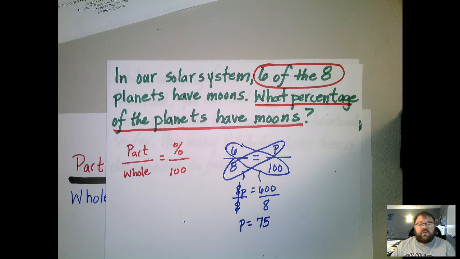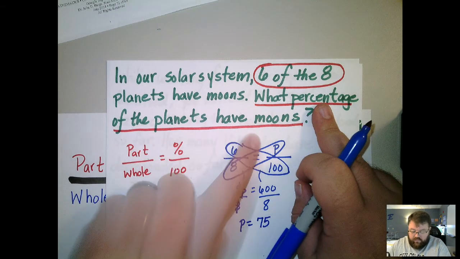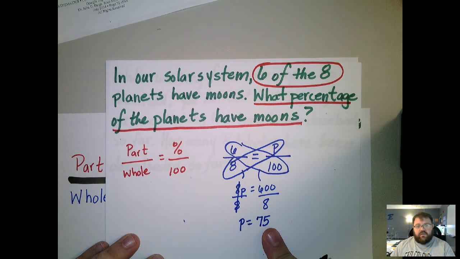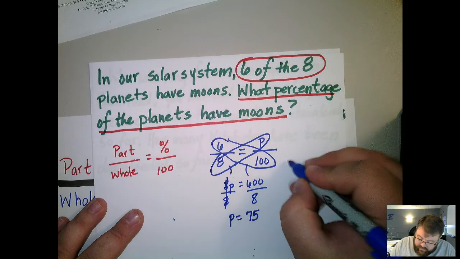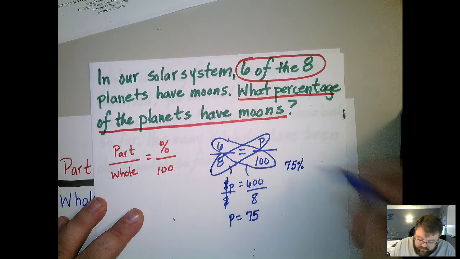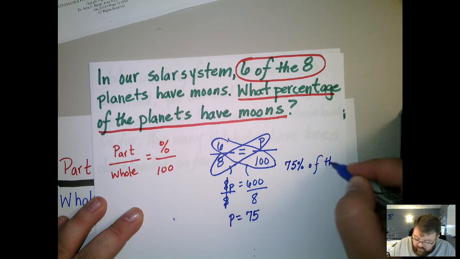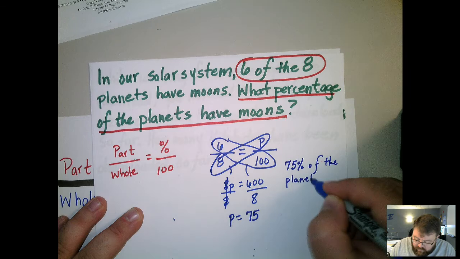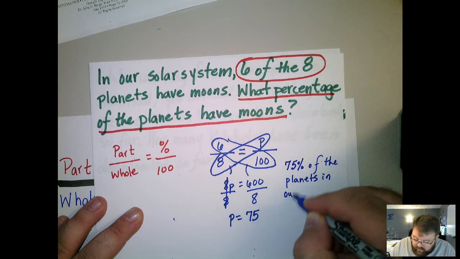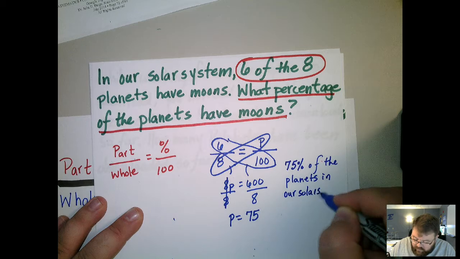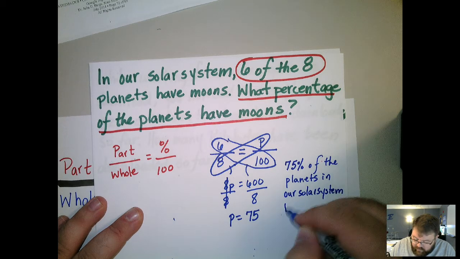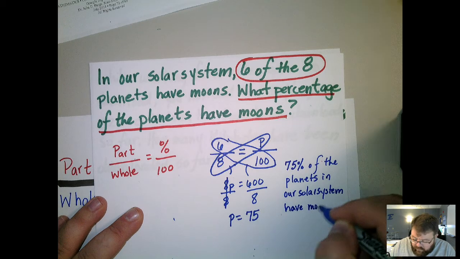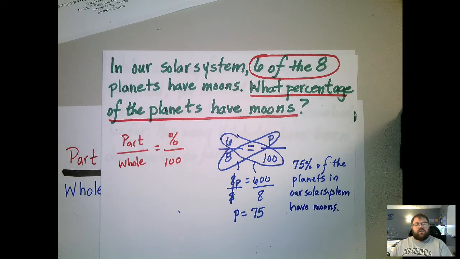Okay? Now, what does our question mean? Our question is related to what percent of the planets have moons. We got 75. So we need to say 75% of the planets in our solar system have moons. Okay, that's what it means.